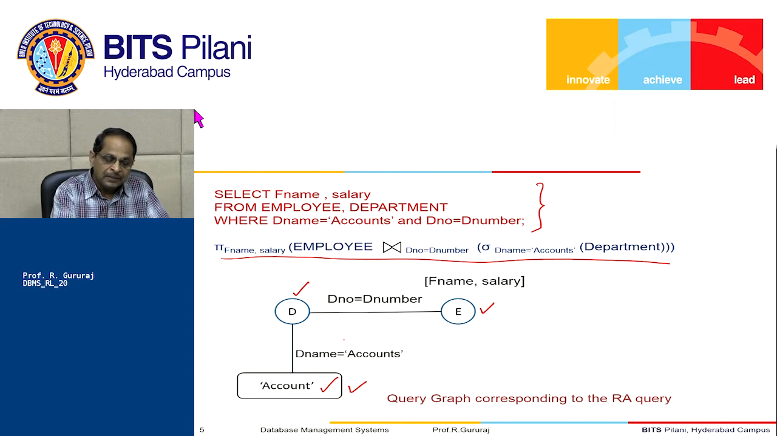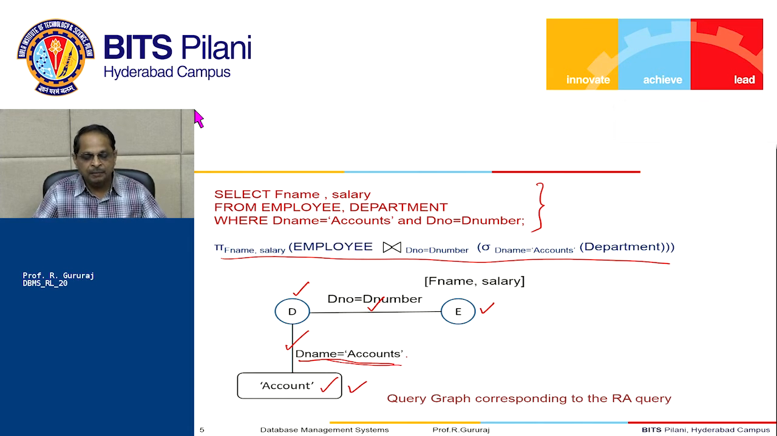Okay. Now, this particular edge represents the select condition and this particular edge represents the join condition. This select condition is applicable to which relation? It is on department relation. I pick up the tuples from the department table based on this condition where D name is equals to accounts. And then I join the employee tuples and then department tuples after applying this selection condition on D name is equals to accounts, where the tuples will be joined based on the DNO is equals to D number.